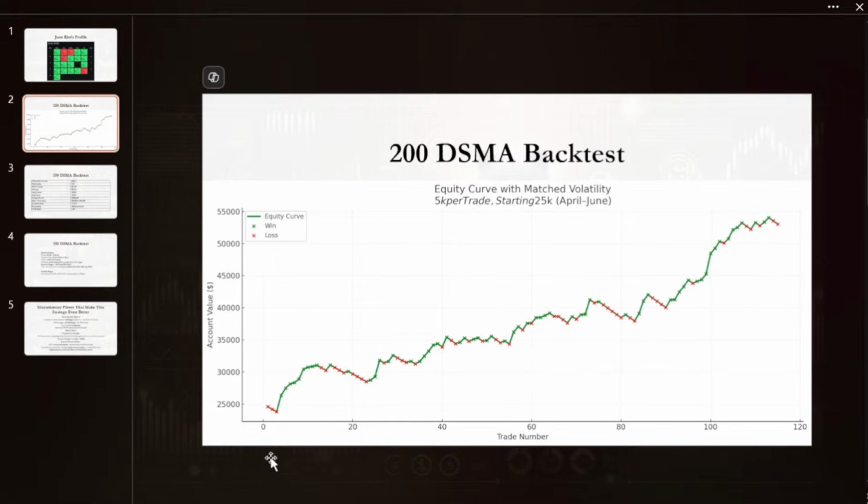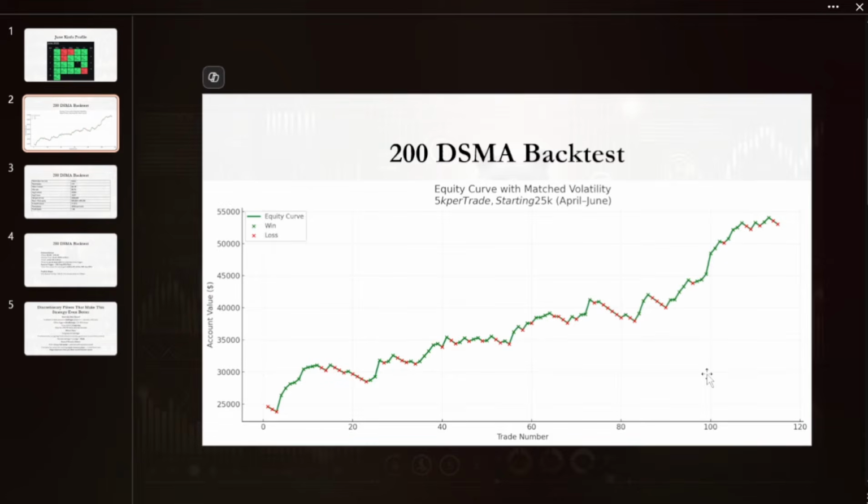And as you can see, the red X is a loss, green is wins. There are some rough patches where you go sideways, but over the 3 months, exponential growth. And this is the conservative model. So no compounding, no scaling. I just take a trade with the same fixed 5K position size, and I follow the rules.